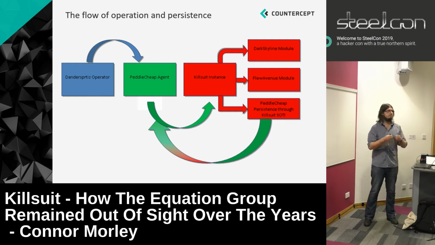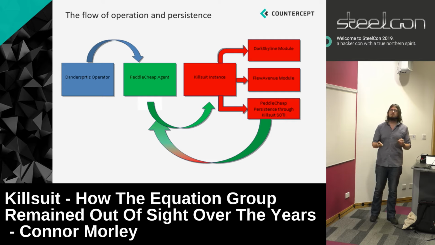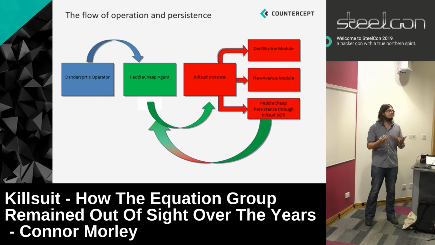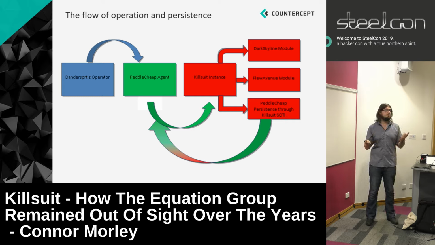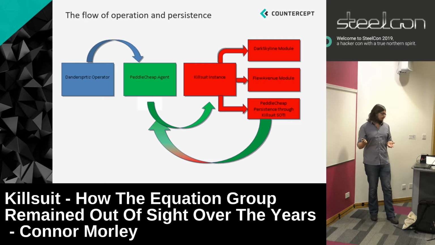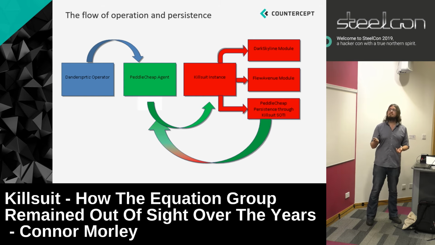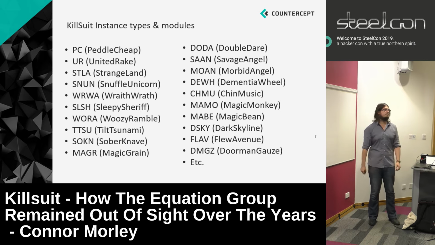KillSuit breaks down into instance types and module types. Some KillSuit instance types have particular malicious capabilities, whereas module capabilities tend to be supplementary in nature for each of those instance types. One of the instance types actually allows for a PeddleCheap agent to persist through reboots using their advanced bootloader SolarTime, or SOTI, which we'll cover in a lot more detail later. Each instance and module has a different capability. This is a list of some of the instance and module names that we know of. As you can see in the top left, there's a PeddleCheap instance type, which is specifically for persistence of the PeddleCheap agent.